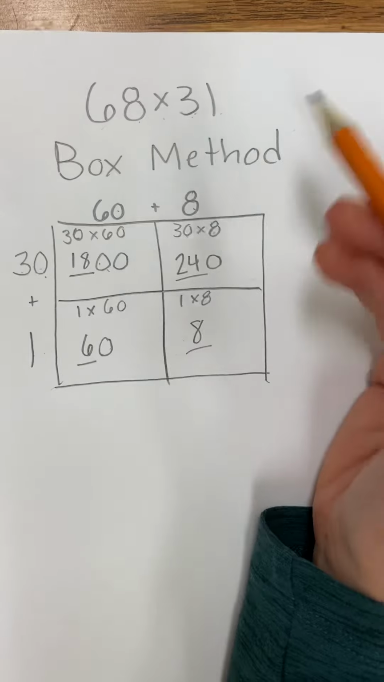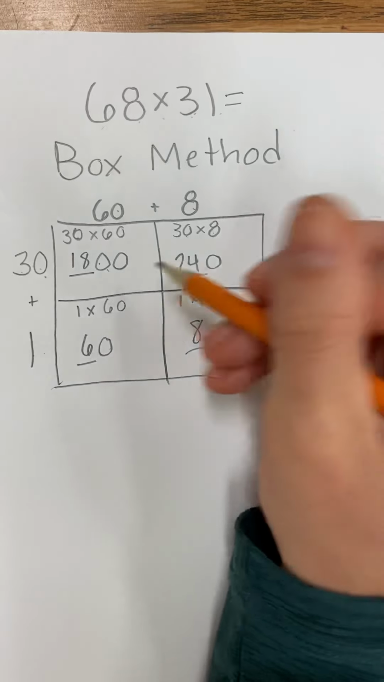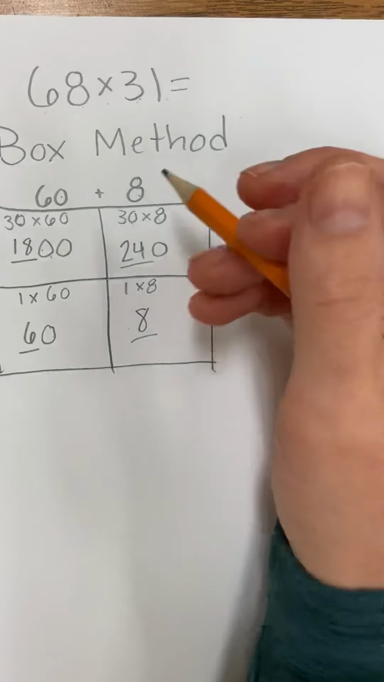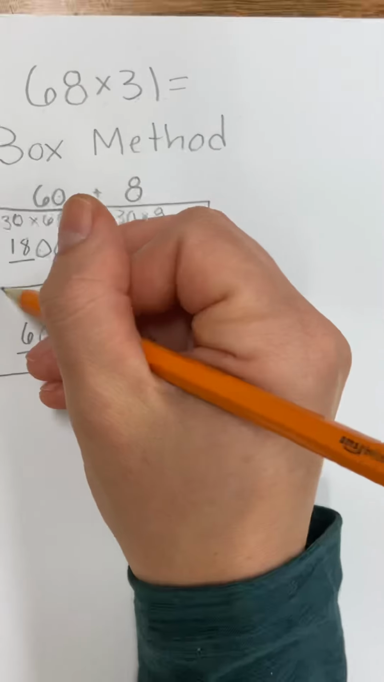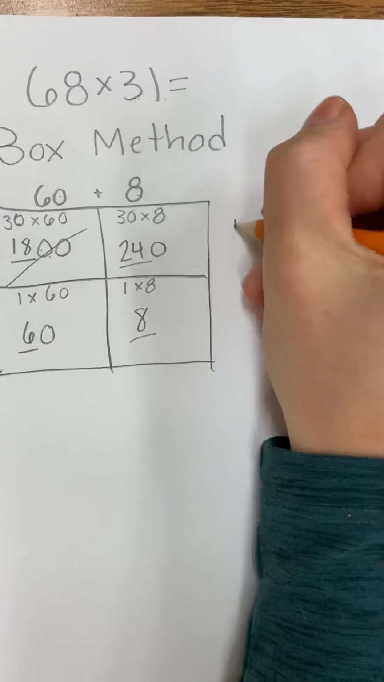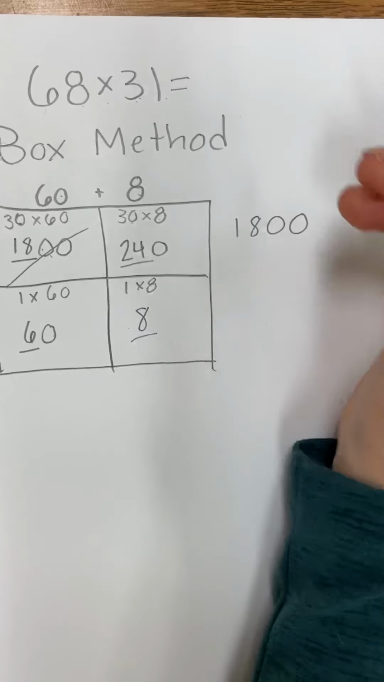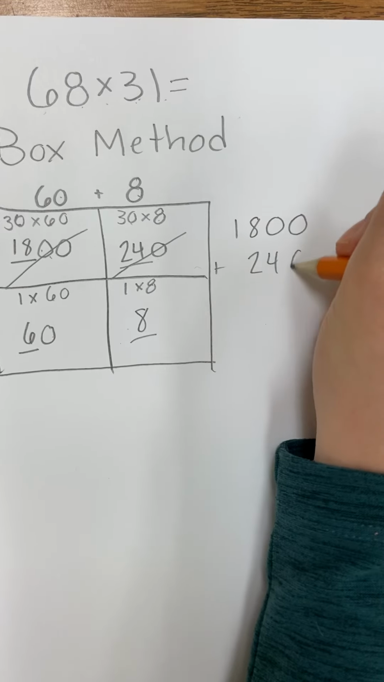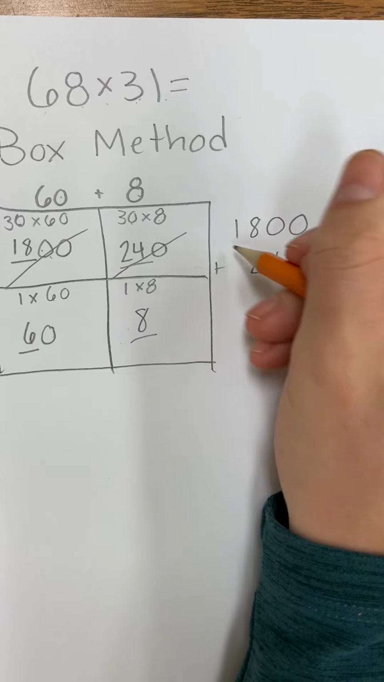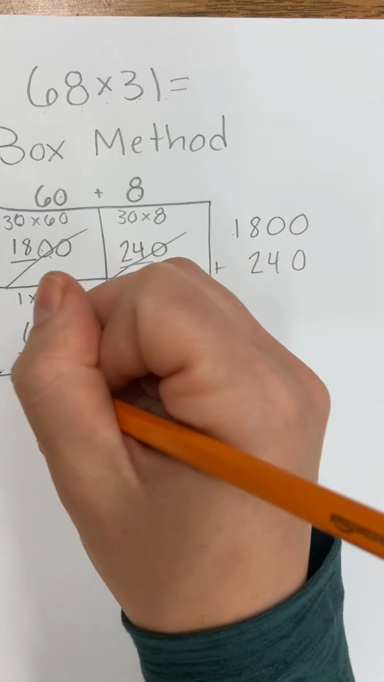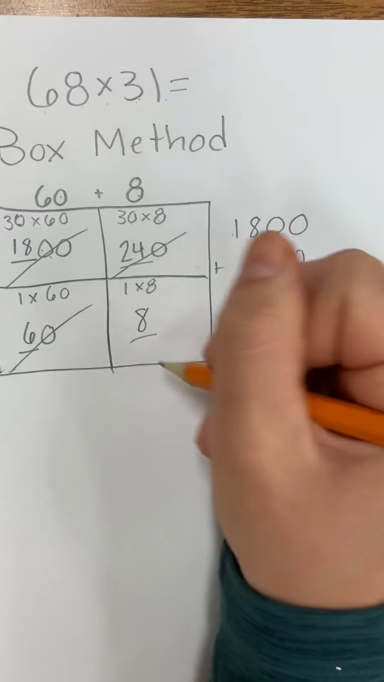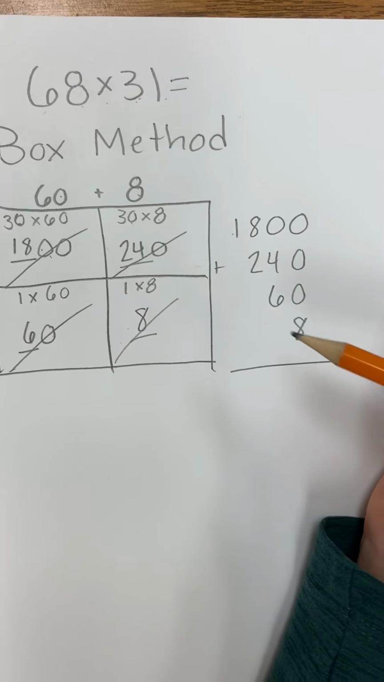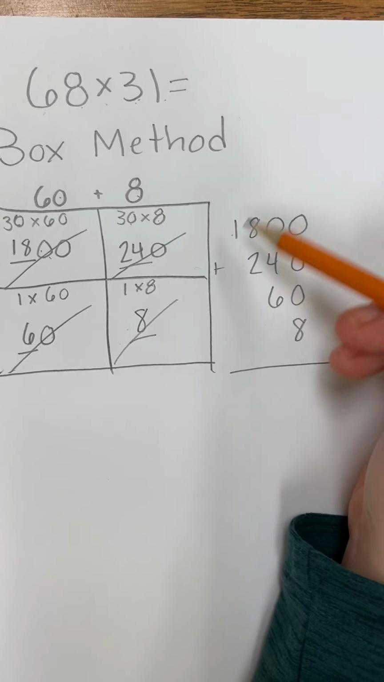All right, to find out the answer to 68 times 31, I'm going to add up what's inside each box. It's easiest to do biggest number to smallest number, so that way you set up your place value correctly. So I'm going to start with 1,800 plus 240. Make sure these numbers line up, so that way you're not adding 1 plus 2 because you slid it over. Next, I'm going to add in 60, and then I'll add in 8. If your learner has difficulty adding, they can just do 2 numbers at a time. Add up the top, add up the bottom, add them all together.